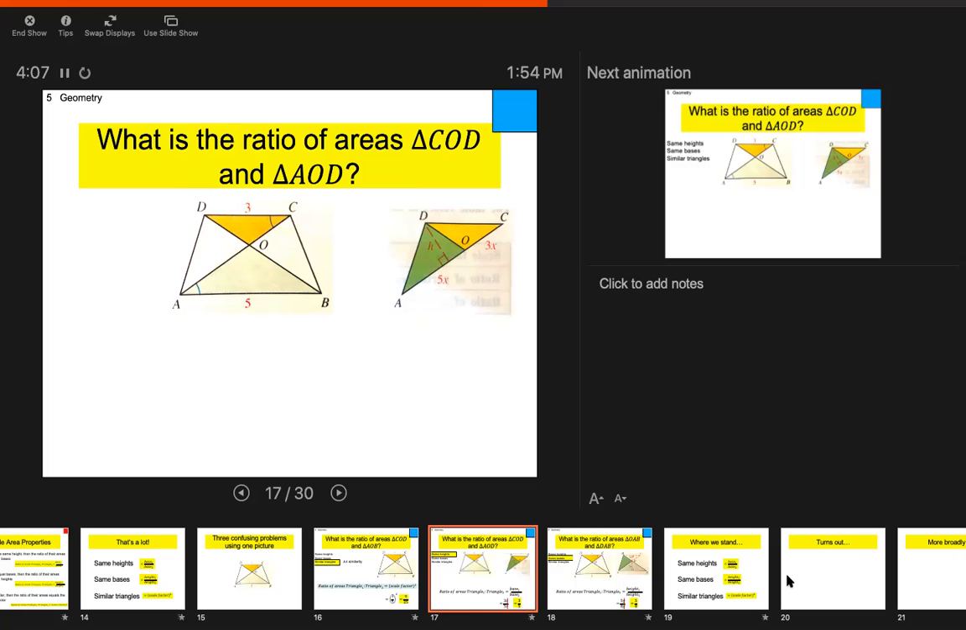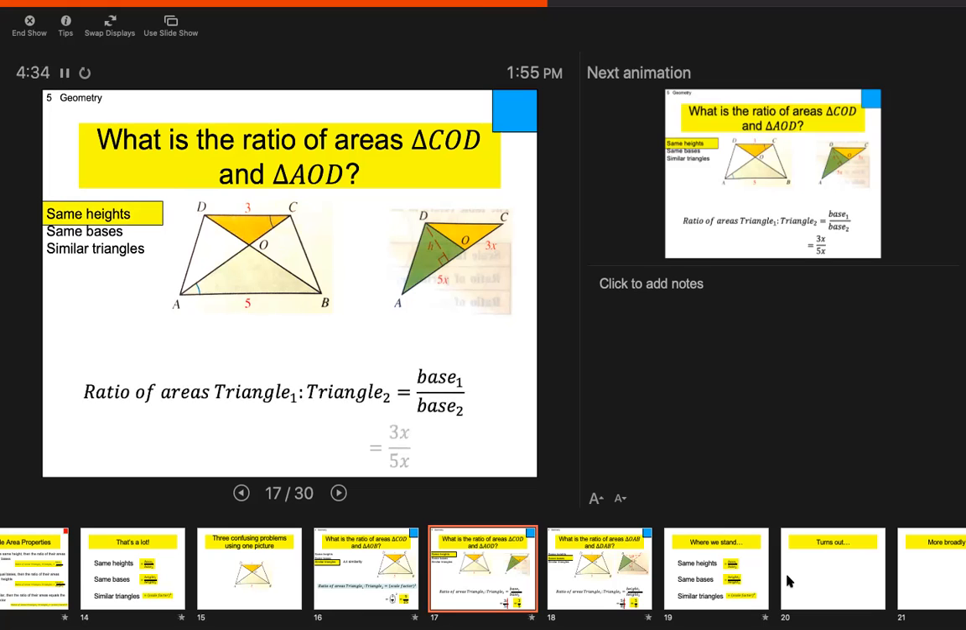You don't have this on your paper, but that's what you need, and you can figure that out. You have the same shape printed 3 times. All right, keep going. It's base 1 over base 2. So it would be COD, 3x over 5x, which will reduce to 3 over 5. Okay? Well, I'm a math teacher, so obviously the last one's going to be hard. Oh wait, no, it's same bases.